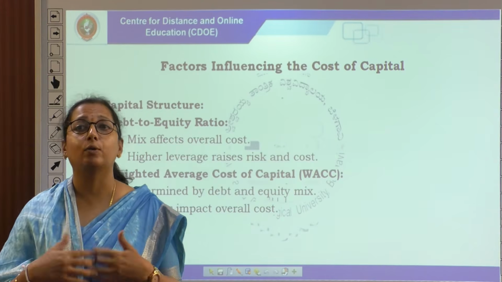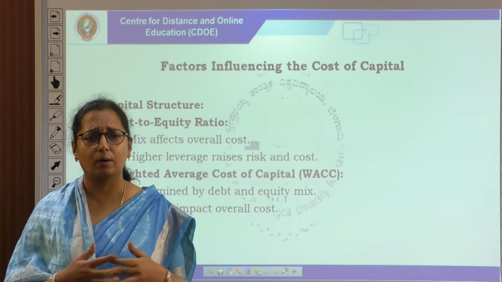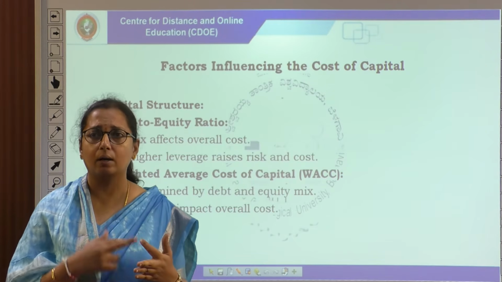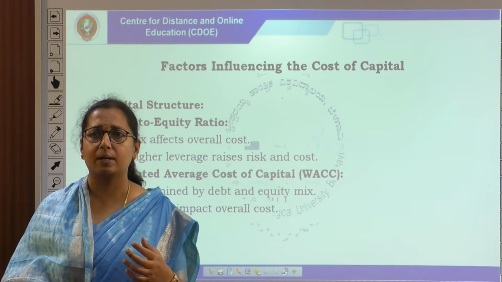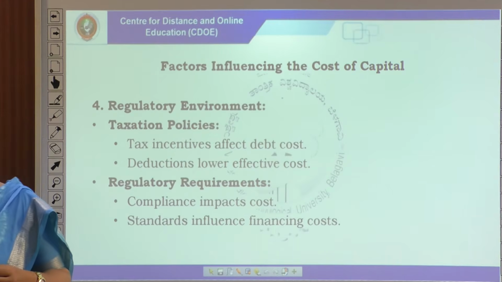Under equity we have the dividend discount model and CAPM, the capital asset pricing model, and under debt we have redeemable debentures and irredeemable debentures. Based on the various combinations we can move further.